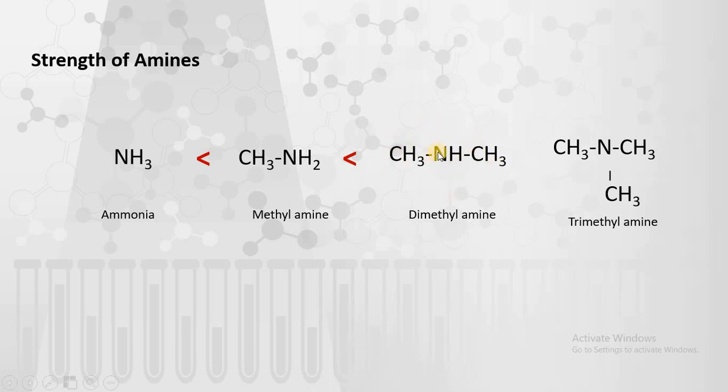Then if you consider dimethylamine, two methyl groups are there. They are donating electrons to the central nitrogen atom, and hence the negative charge on the nitrogen becomes stronger, and it becomes more basic. Similarly, if you consider trimethylamine, three methyl groups are there. They are donating electrons to the nitrogen atom, and hence this nitrogen becomes again more basic in nature, as more electrons are there on the nitrogen atom.